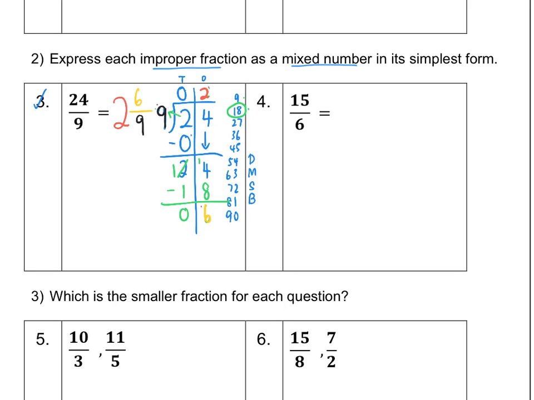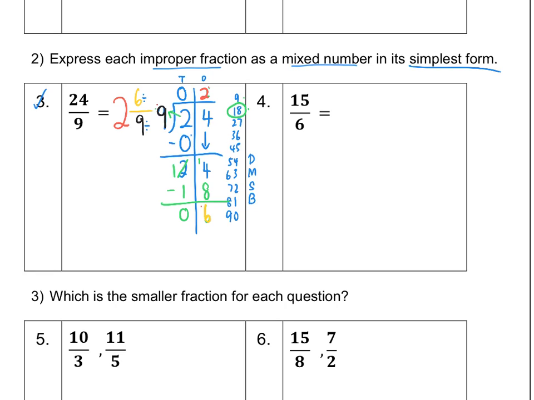However, the question wants us to write it in the simplest form. We got to focus on the fraction, 6/9. Is it in the simplest form or can we further simplify it? We can simplify it. 6 and 9 can both be divided by the same number. Let's try. Can 6 be divided by 2? 2, 4, 6. Yes. Can 9 be divided by 2? 2, 4, 6, 8, 10. Is there a 9? No, there isn't. So 9 cannot be divided by 2. So we try the next number.